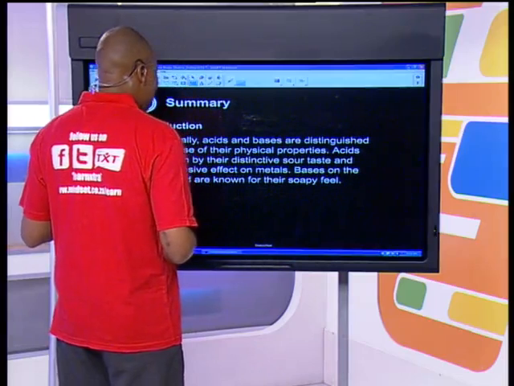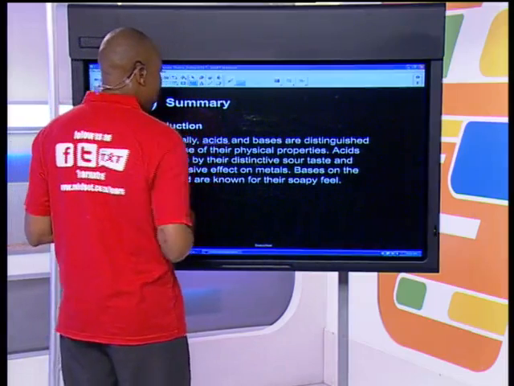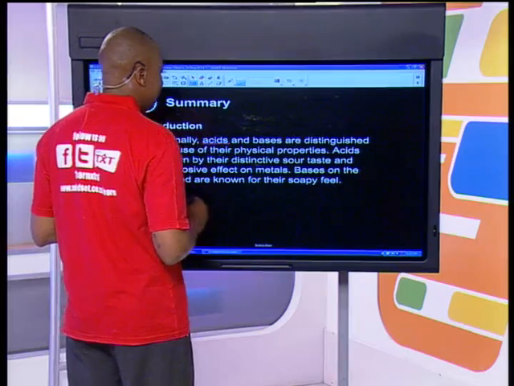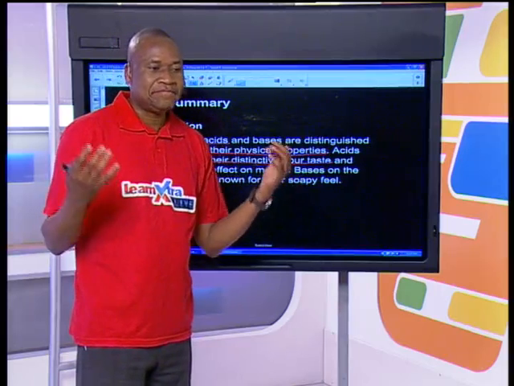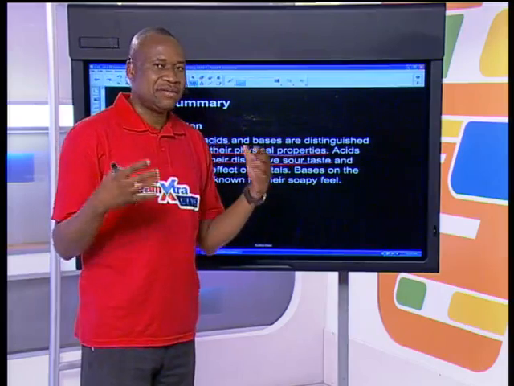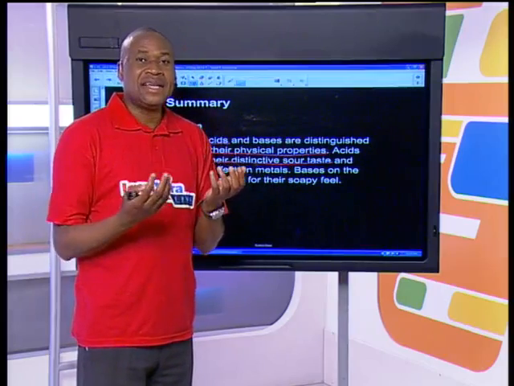Traditionally, we have learned in the lower grades that we distinguish acids and bases by making use of their physical properties. One, acids are known for their distinctive sour taste, so all acids have that sour taste. If you are eating an orange, for example, the sour taste that is there is due to the acid that is there, the acetic acid.